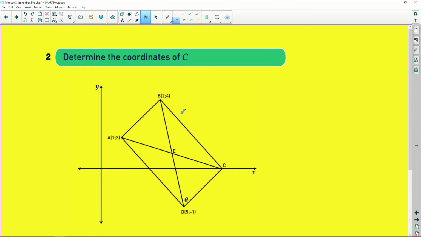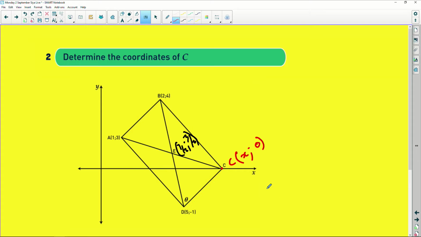So I already know the midpoint here. This midpoint is 7 over 2 and 3 over 2. But what I want to find is C. I know that C is on the x-axis, so already I know the y value is 0. That's the first thing I already know, so I just need to find the x value.